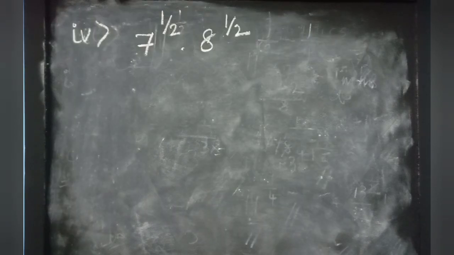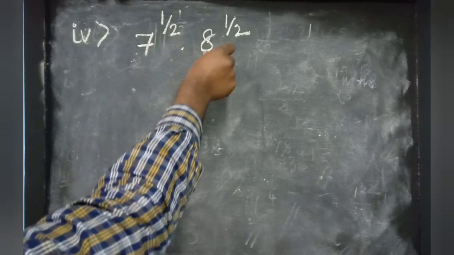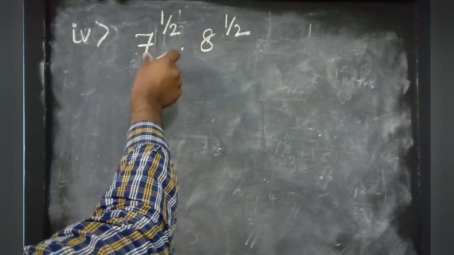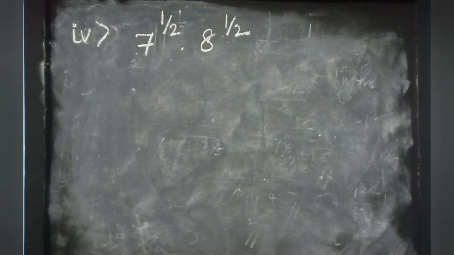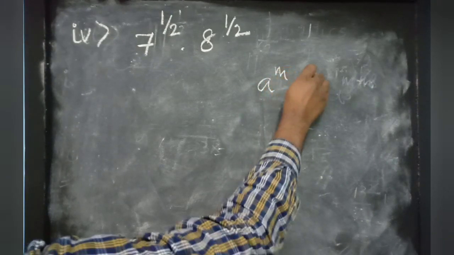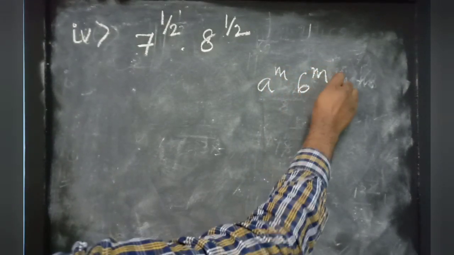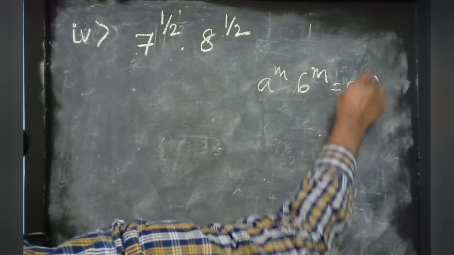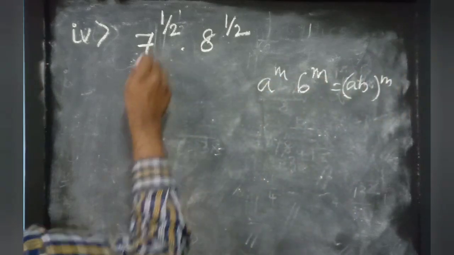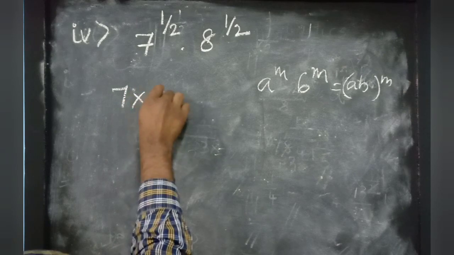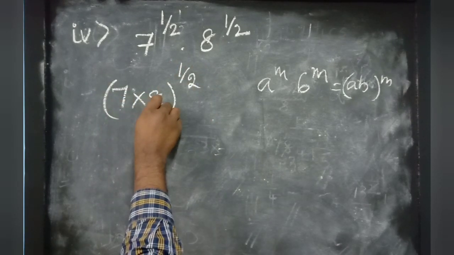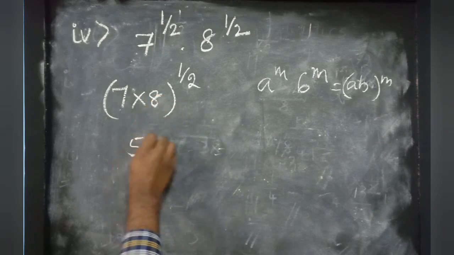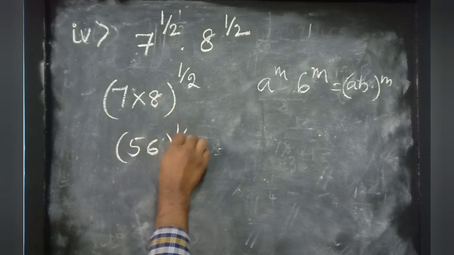Moving to the fourth question, 7 to the power 1 by 2 into 8 to the power 1 by 2. If you observe, bases are different, powers are the same. Therefore, we can use the fourth law of exponents, that is a power m into b power m can be written as ab to the power m. Therefore, I can write it as 7 into 8 to the power 1 by 2. 7 eights are 56 to the power 1 by 2.